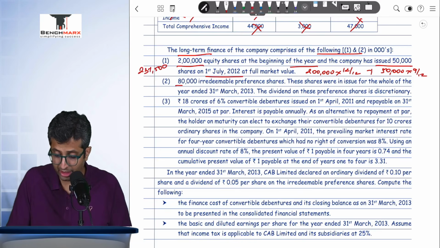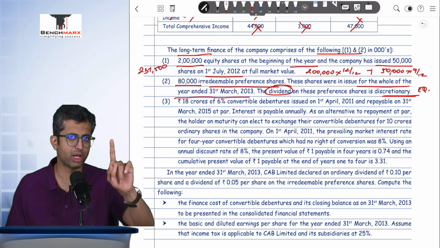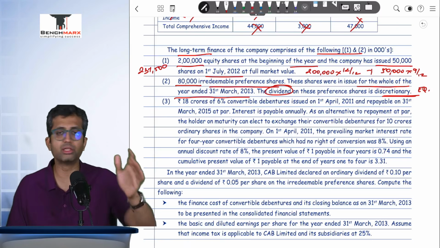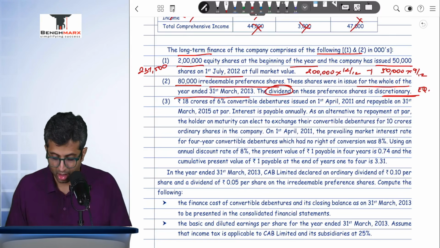Next, you will have 80,000 irredeemable preference shares. These shares are in issue for the whole of the year ended 31st March 13, and the dividend on these shares is discretionary. Can I say that means these preference shares are in the nature of equity? They may be equity, but are they equity shares? No. So will they be added in the denominator? No, they are not equity shares. They may be equity. Okay.